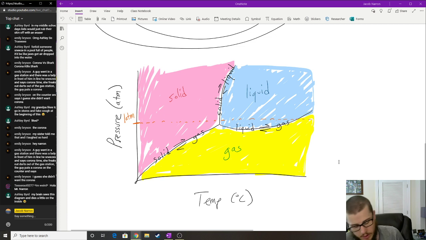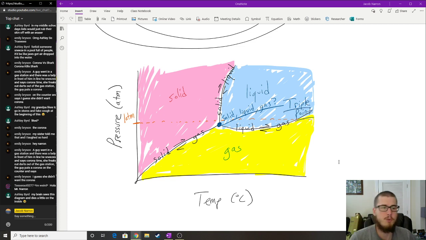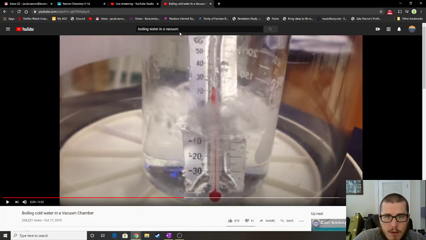So you guys may be wondering, well, Mr. Nairn, if that can be a solid or liquid anywhere on that line, what happens right here in the very middle? Because at that point, couldn't it be a solid, a liquid, and a gas? Well, yes, it could. And that point is called the triple point. All the phases can occur at the same time. Okay?